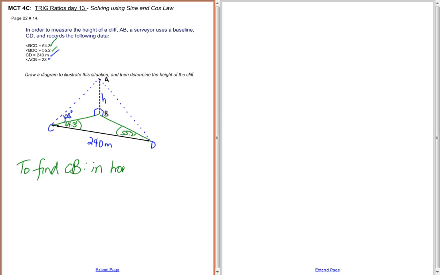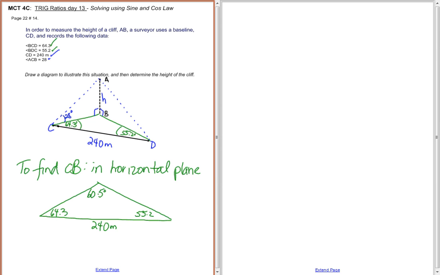in the horizontal plane. I'm going to use that in the vertical plane in a bit to find the height of the cliff. So, triangle on the flat plane, I want to find CB, which is the same as a little d. So I have to think, can I use right angle trig? No. I have a triangle with 64.3, 55.2, and a measurement of 240, which leaves me with an angle in the corner of 60.5 degrees. So I can't use right angle trig.